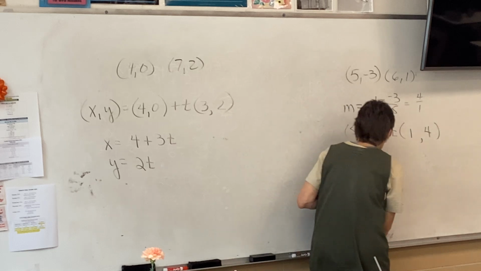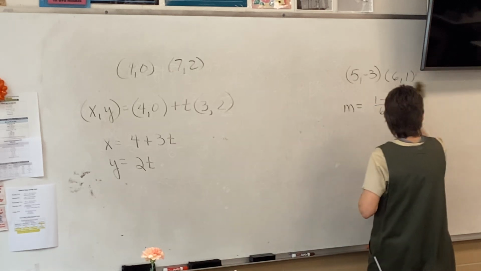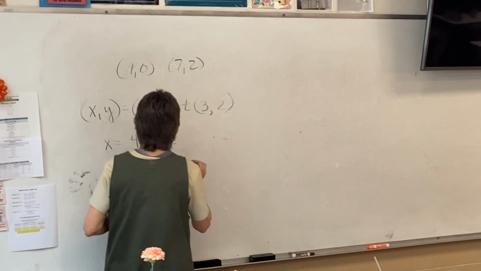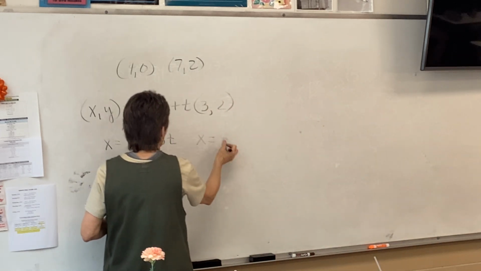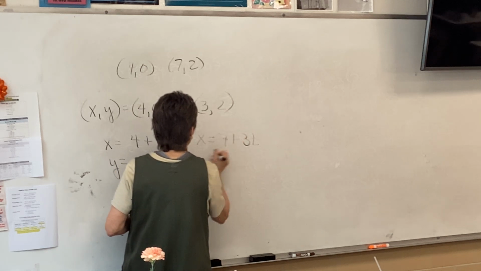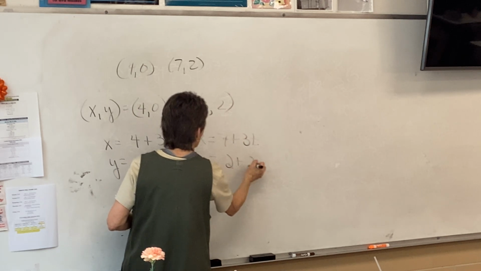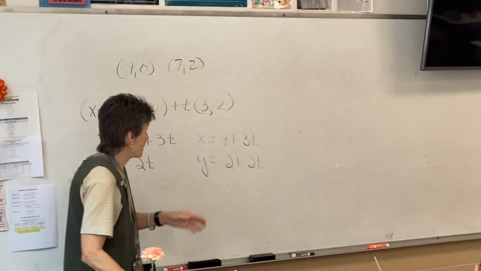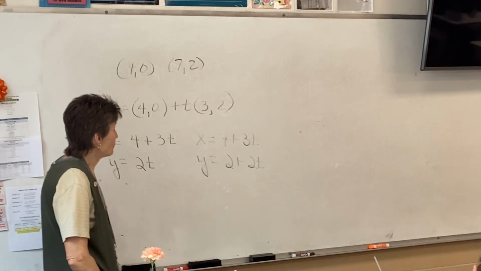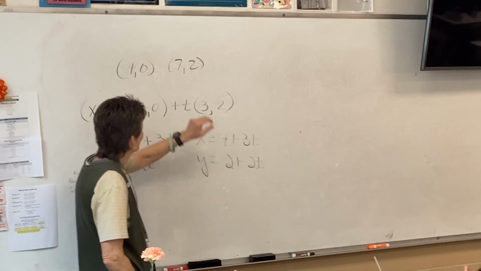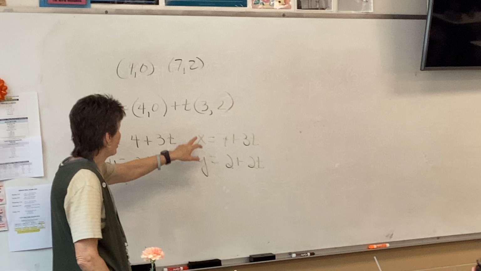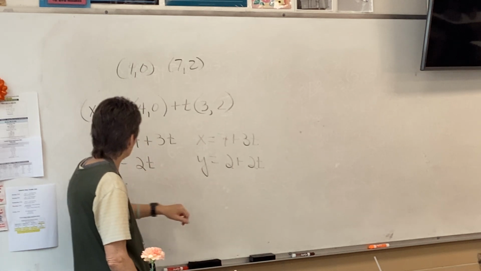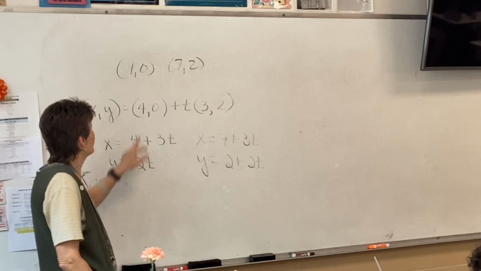I used the first point. If you use the other point, which is perfectly okay, there are infinitely many points you could use. But if you use the other one, you're going to have 7 plus 3t and 2 plus 2t. And those are both okay, because what do they both represent? The line with a slope of 2/3 going through the point, either point 7, 2 or 4, 0, which that line does.